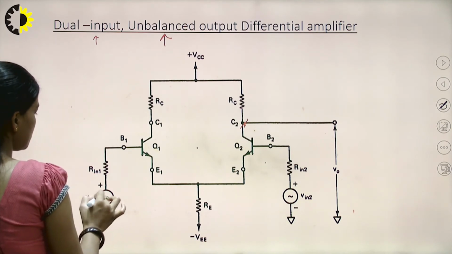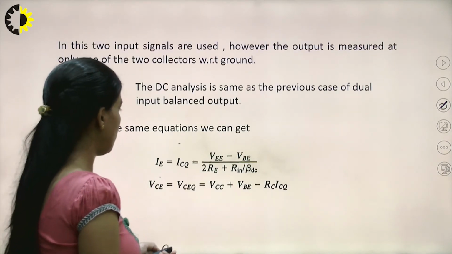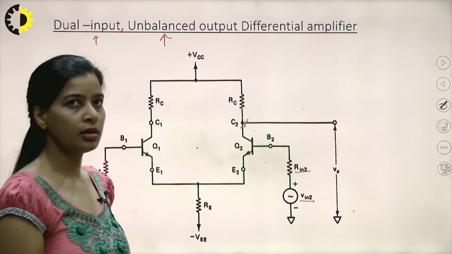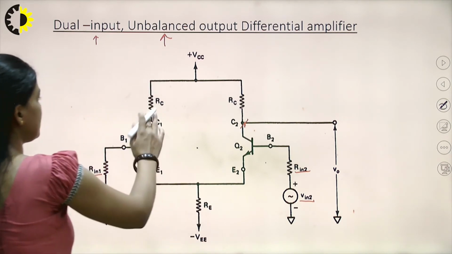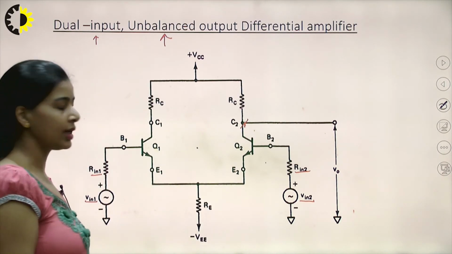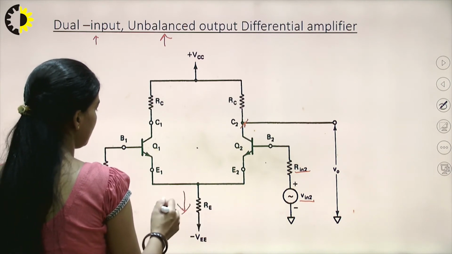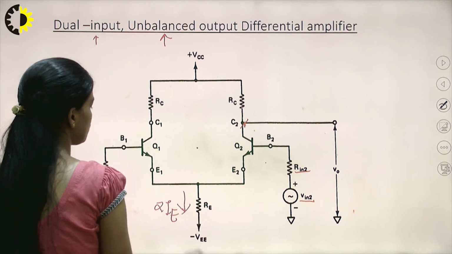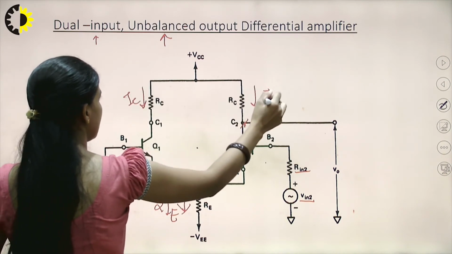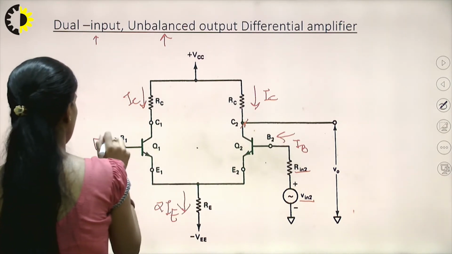We have two inputs, V in 1 and resistance here is R in 1. Similarly, on the other side we have V in 2 and resistance R in 2. Collector resistances RC and RC, both the devices are matched, identical devices, and resistance here is RE. So, current will also be the same. Here we will have 2 IE. Current flowing through RC will be IC current, and from the base we will be having IB current flowing in the circuit.